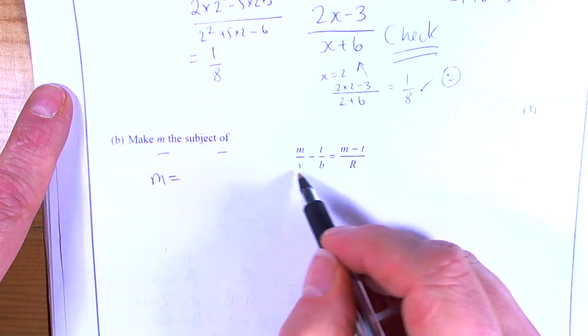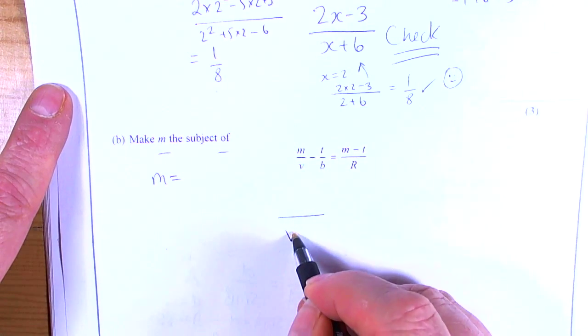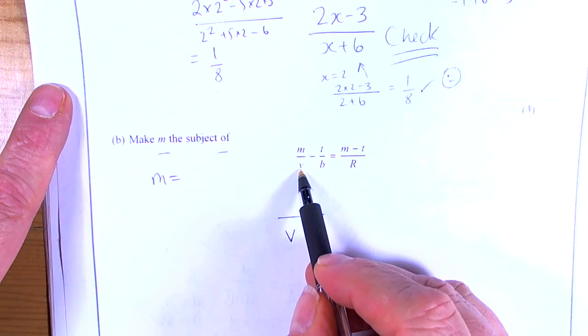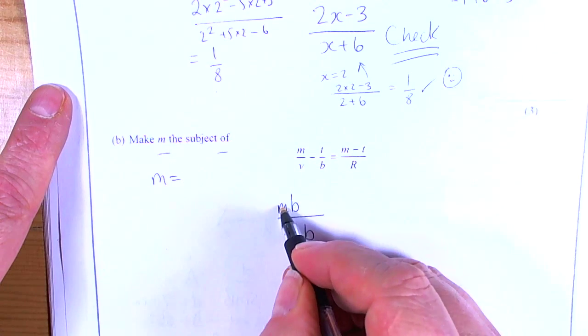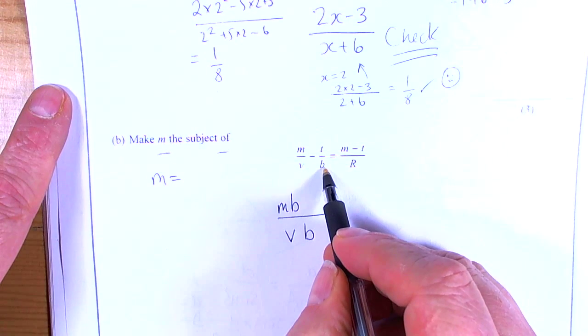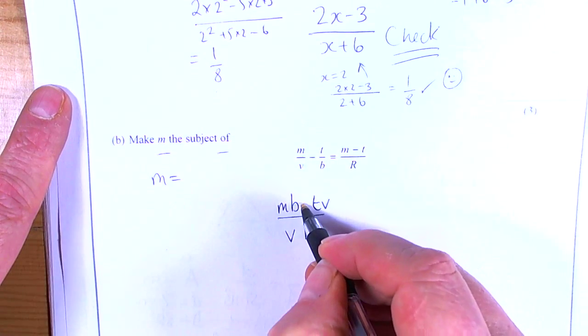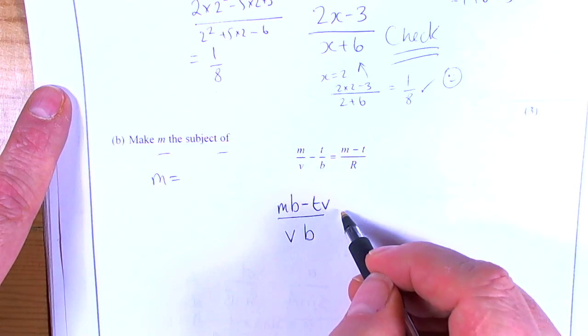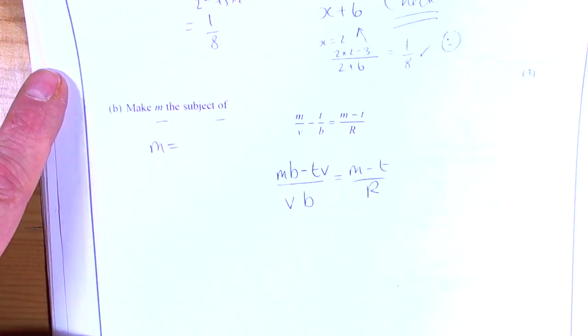So lots of ways of doing that. We need a common multiple on the bottom, so the common multiple on the bottom will be VB. Now to make that VB, I had to multiply by B, so I multiply the numerator by B, so MB. To make that VB, I had to multiply by V, so I multiply the numerator by V as well, so that's going to be TV, and because we've got takeaway, it's takeaway. That equals M take away T over R.